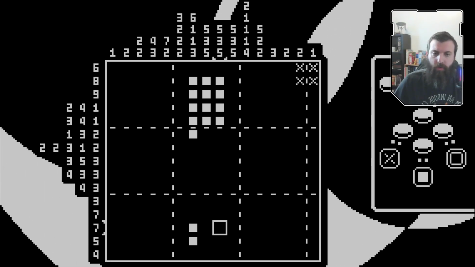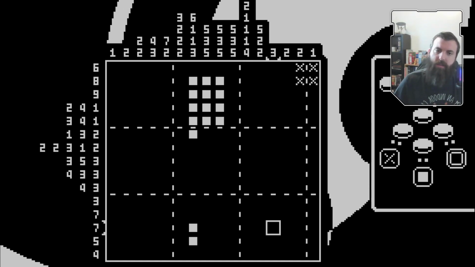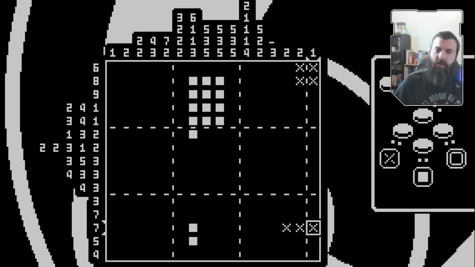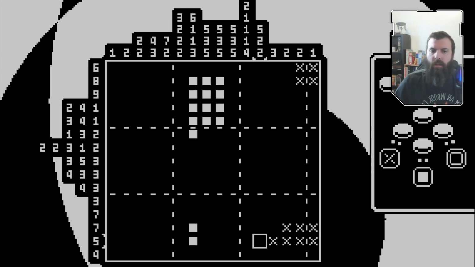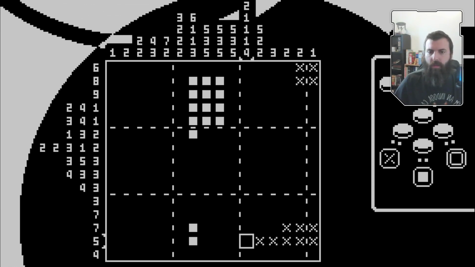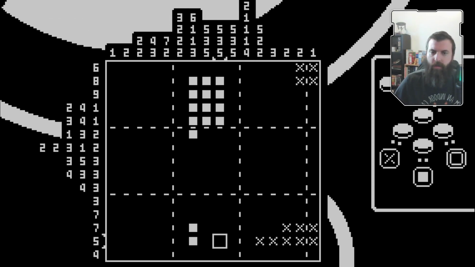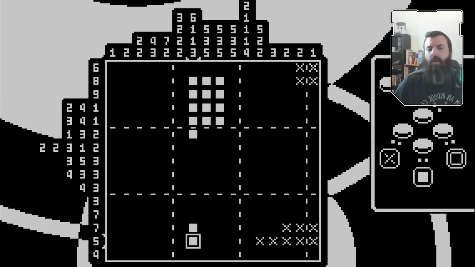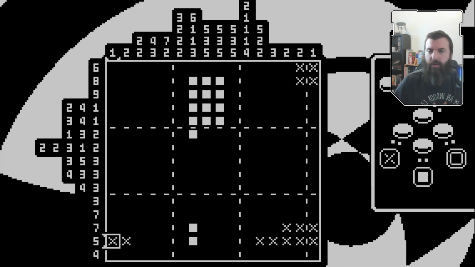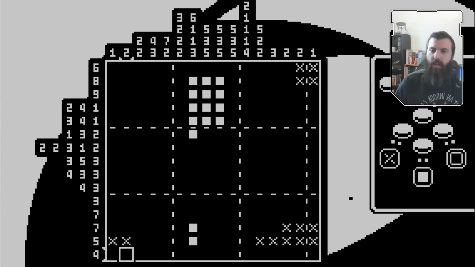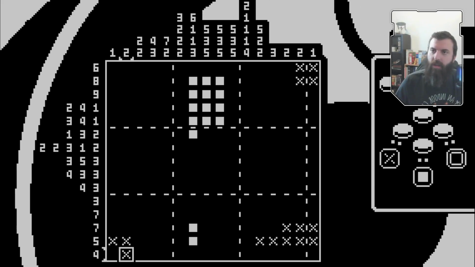1, 2, 3, 4, 5, 6, 7. So it couldn't reach to here. Very similarly for the 5. The 5 could reach to here. 5, or 1, 2, 3, 4, 5. Can't reach to here. Means that we can't fit a vertical 2 right here.